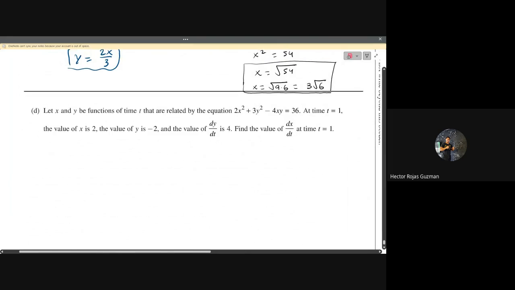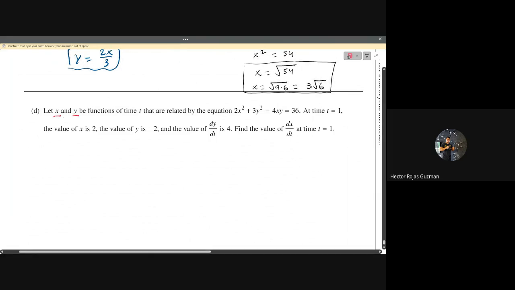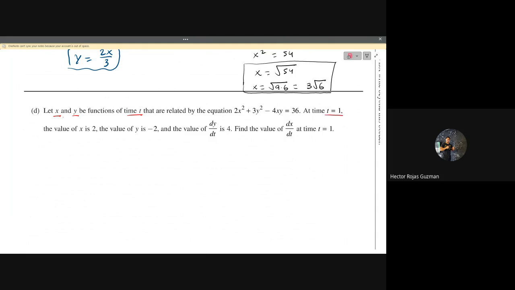D. Let x and y be functions of time. Oh, there it is, that's a big thing right here: x and y are functions of time. At t equal to 1, x is 2. Here, I'll even write that: x of 1 equals 2. The value of y is negative 2, which means y of 1 equals negative 2. The value of dy/dt is 4. Find dx/dt.